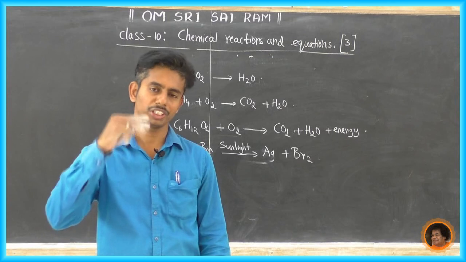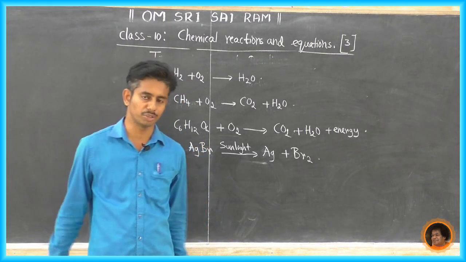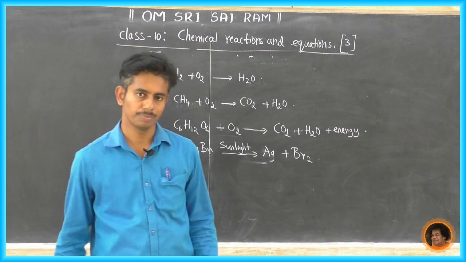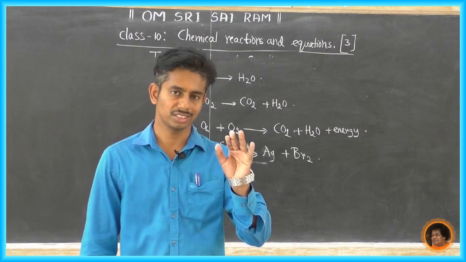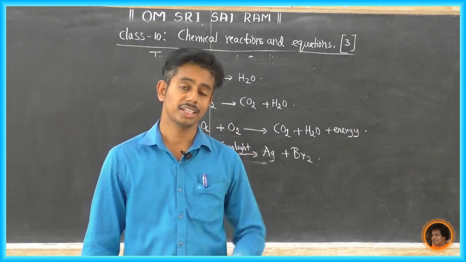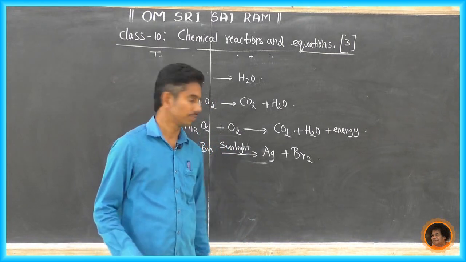Let us recapitulate what we studied in this class. First is how to balance a chemical equation. Second is the types of chemical reactions. In that, first is the combination reaction and the decomposition reaction, then exothermic and endothermic reactions.